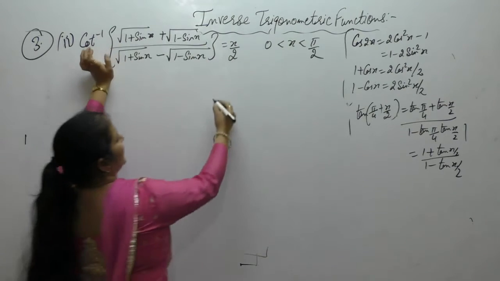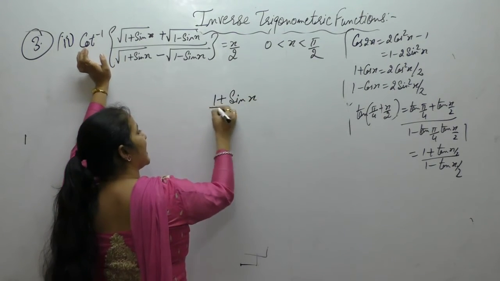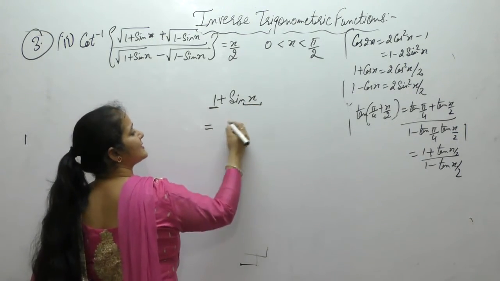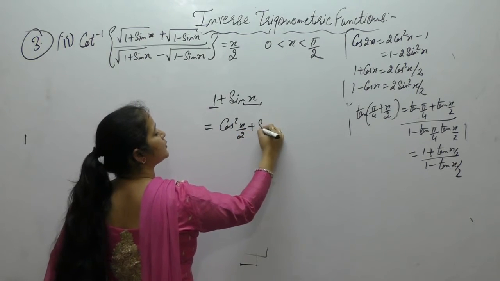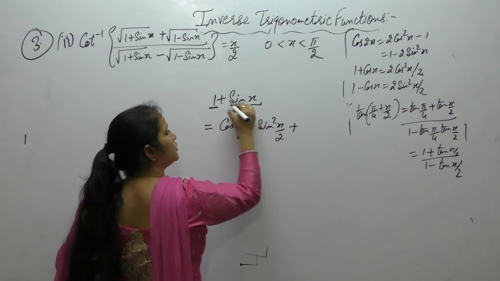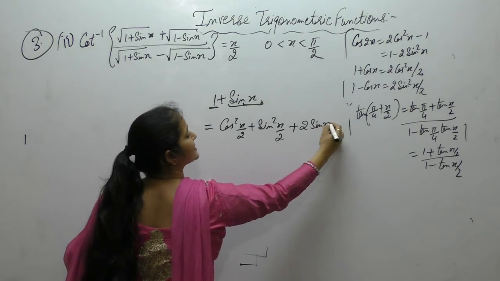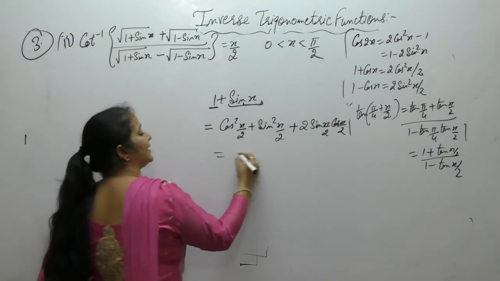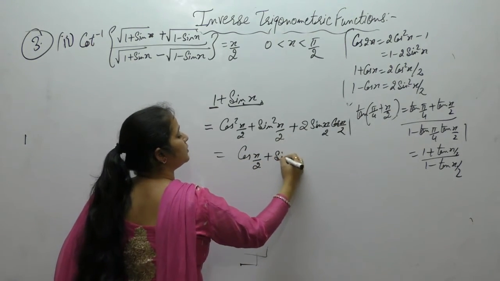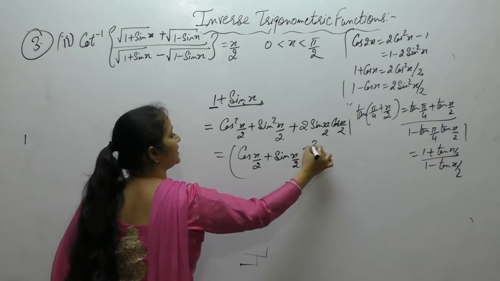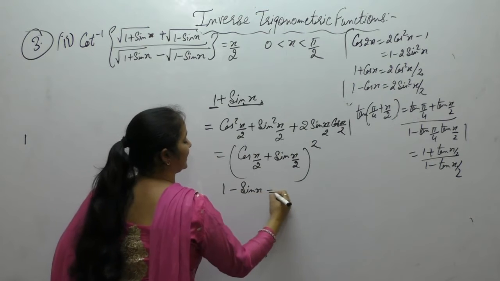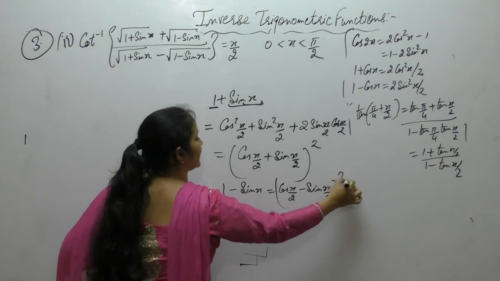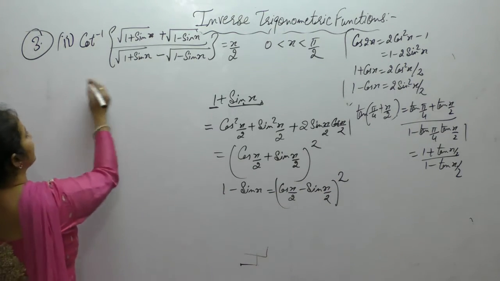Now first solve this value, 1 plus sin x. Instead of 1, we use cos square plus sin square x is equal to 1. But here the angle is half. So cos square x by 2 plus sin square x by 2, and sin 2x is 2 sin x and cos x. Angle is half, so here we divide the angle by 2. So that is equal to (cos x by 2 plus sin x by 2) whole square. Similarly, for 1 minus sin x, that is equal to (cos x by 2 minus sin x by 2) whole square.